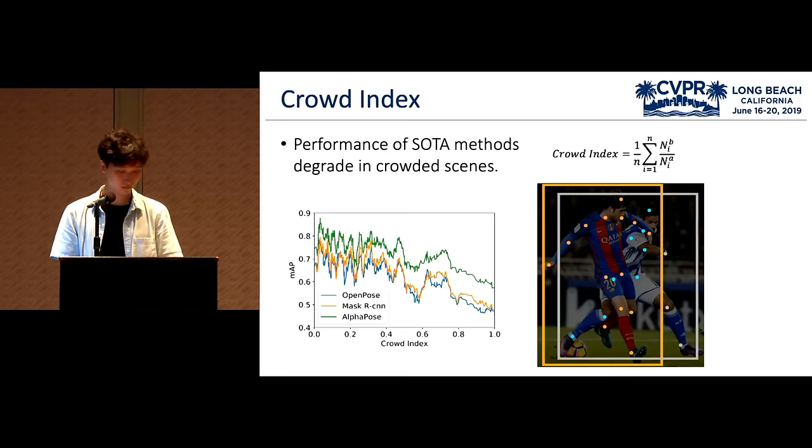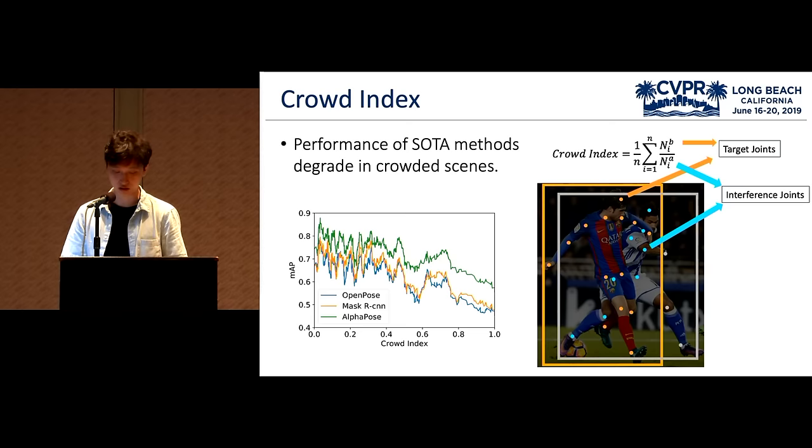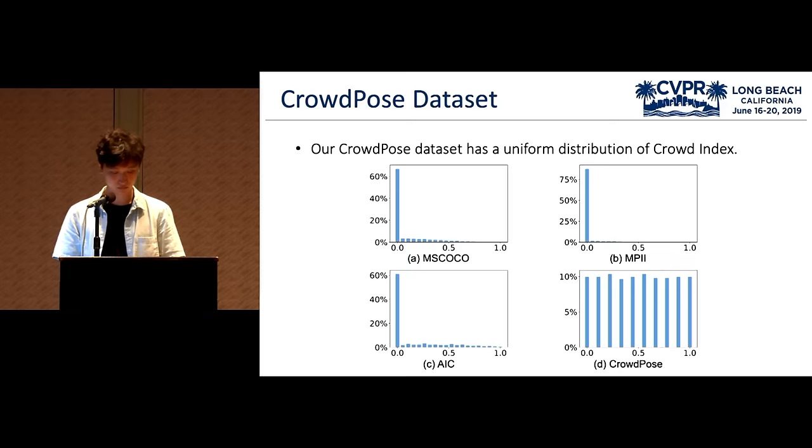First, we need to define the measurement of crowding. We named it crowd index. We calculate the ratio between target joints and interference joints in one bounding box and average over all boxes to obtain the crowd index. With this definition, we find that the performance of the state-of-the-art methods degrades as the crowd index rises. Those highly crowded scenes remain quite challenging. These figures present the crowd index distribution of several datasets. While the other ones are dominated by uncrowded images, our CrowdPose dataset has a near uniform distribution.